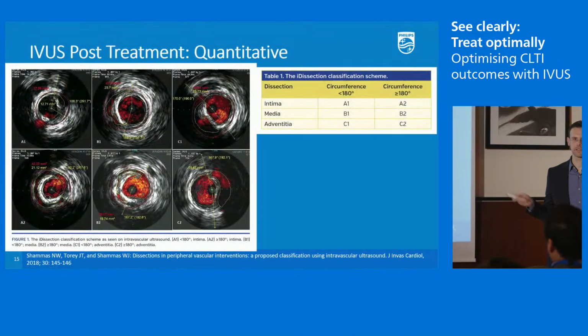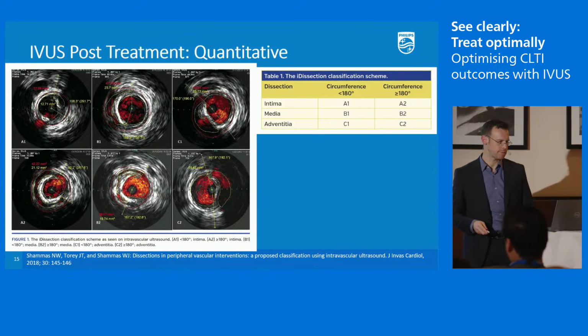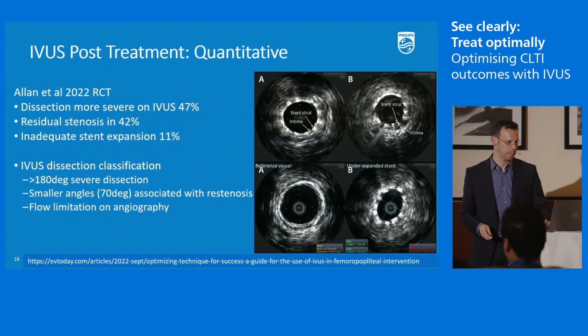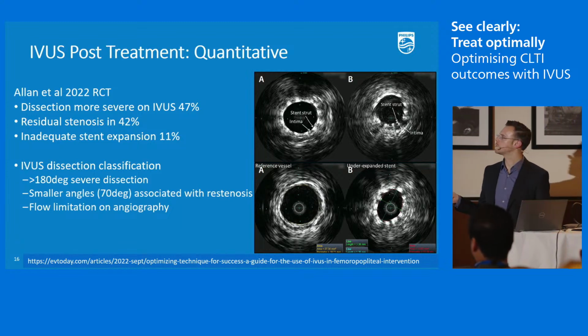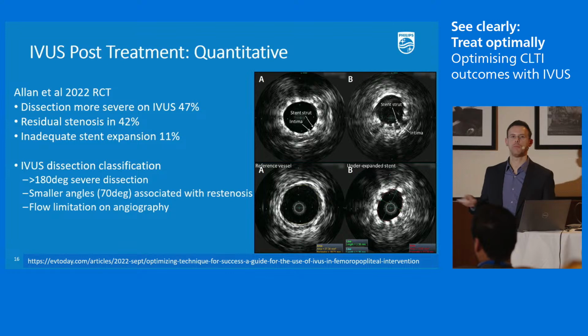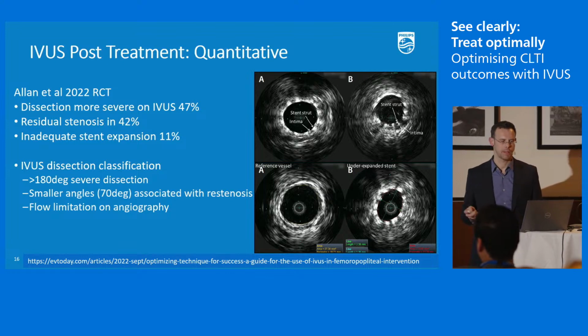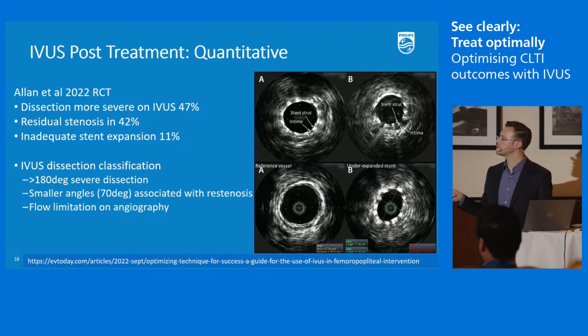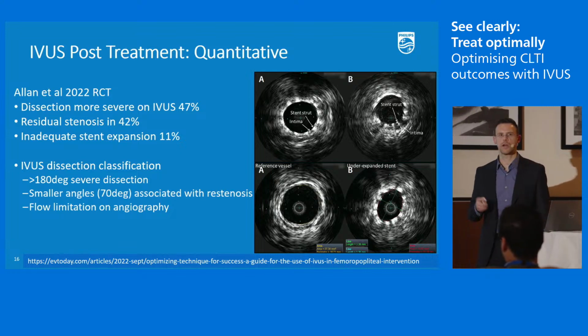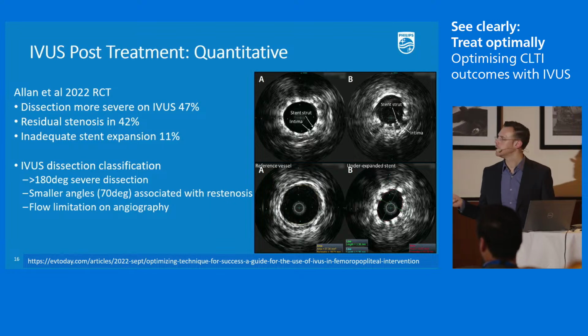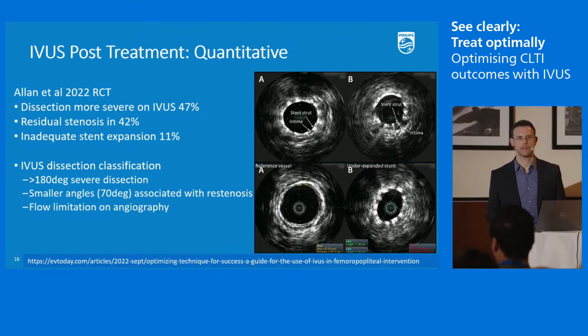I've just put this up for the sake of completeness. NT's explained that far better than I will. What is clear is IVUS does detect more dissections, and they are more severe than on angiography. It also detects, in the randomized controlled trial that I mentioned, residual stenosis that would be missed on angiography, and inadequate stent deployment.